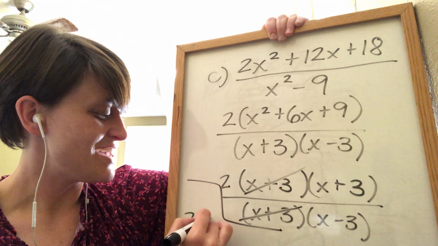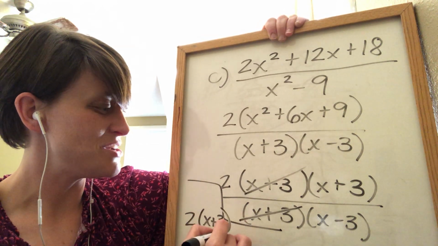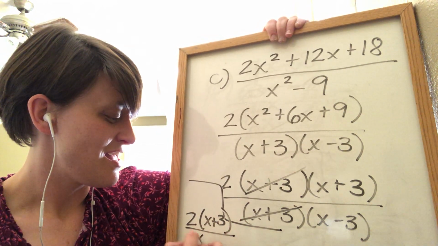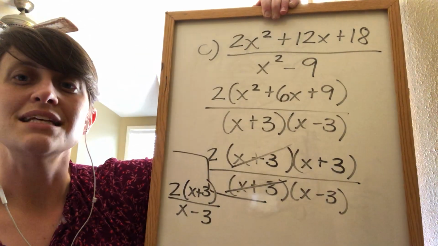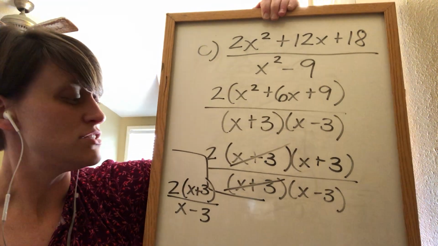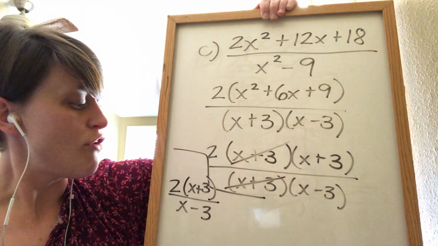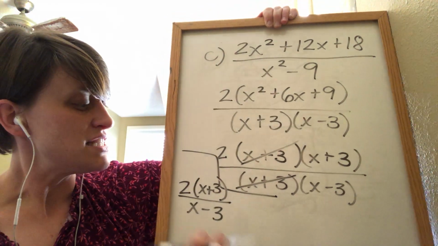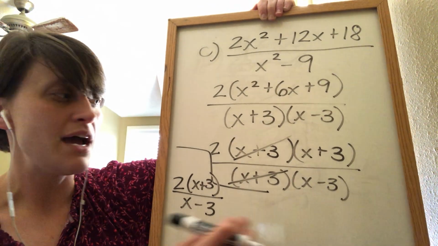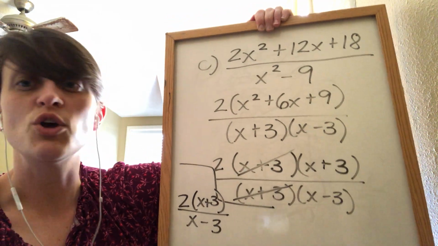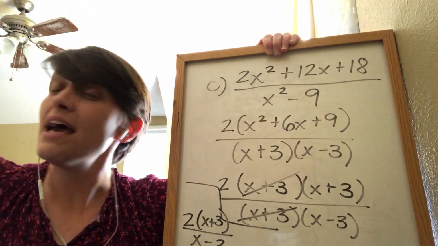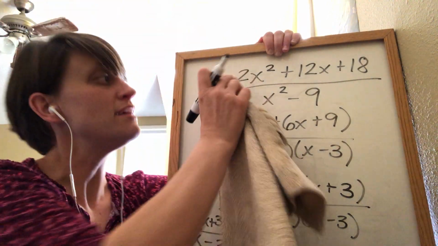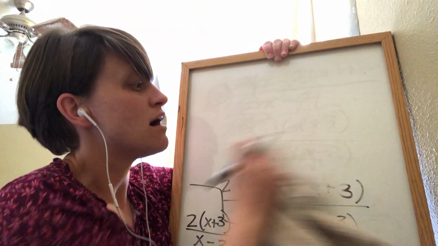We have a 2 and an x plus 3 left in the numerator, x minus 3 left in the denominator. And that is the simplified expression, 2 times x plus 3 over x minus 3. Since this is the only thing in the denominator now, I dropped the parentheses, but you're welcome to keep them there if you want to. Okay, so again, it all comes down to factoring and dividing out what's common.